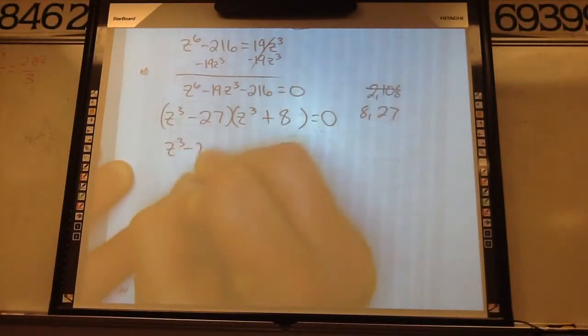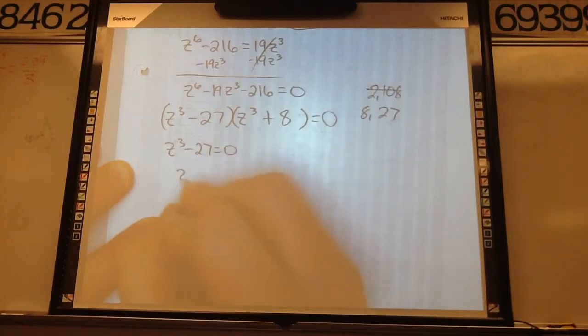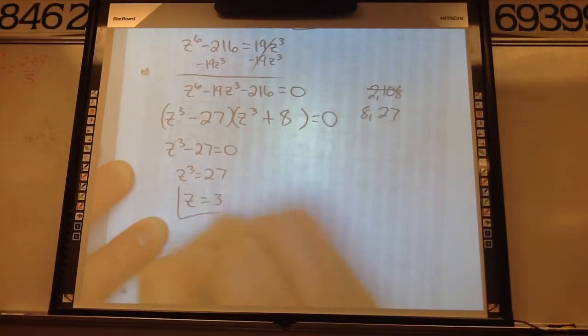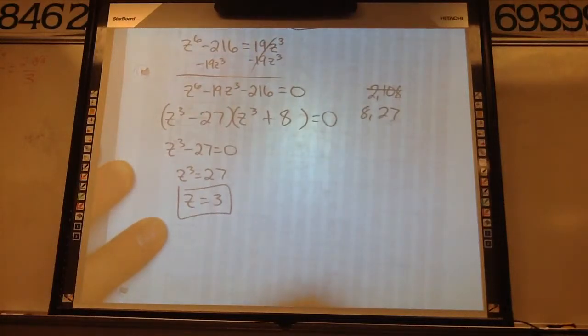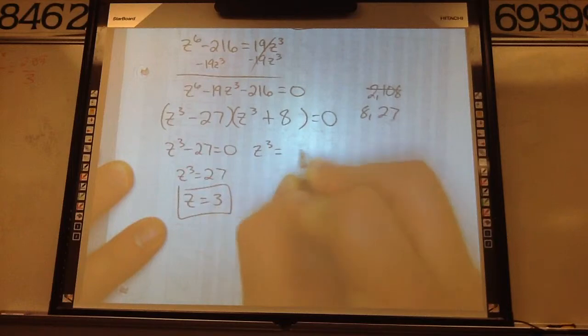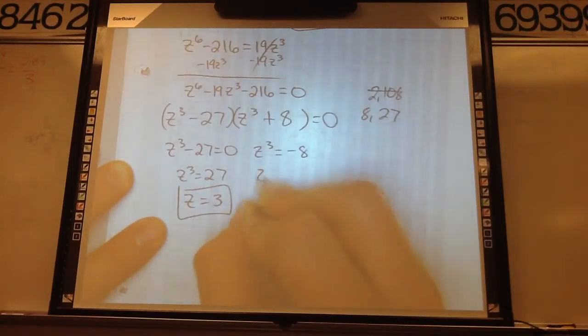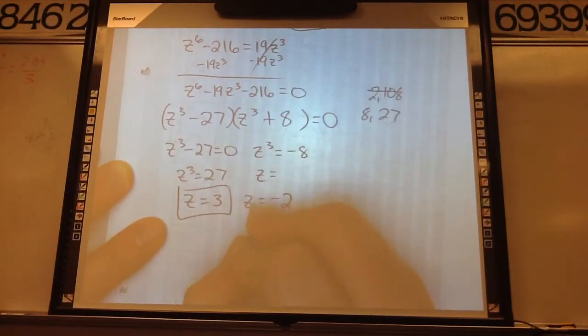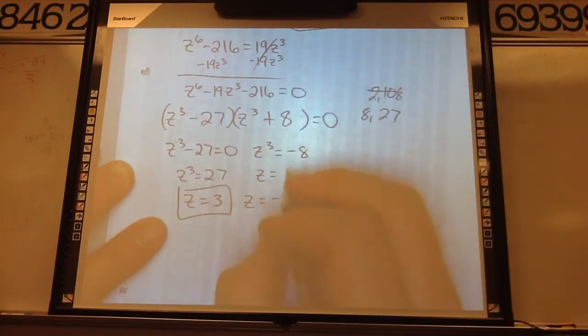Z to the third equals 27, so Z equals 3. That was easier. But it also... Z to the third equals negative 8. What's the third root of negative 8? Negative 2. You mean positive 8? No, you subtract 8, right? Oh, yeah, so it equals 0.